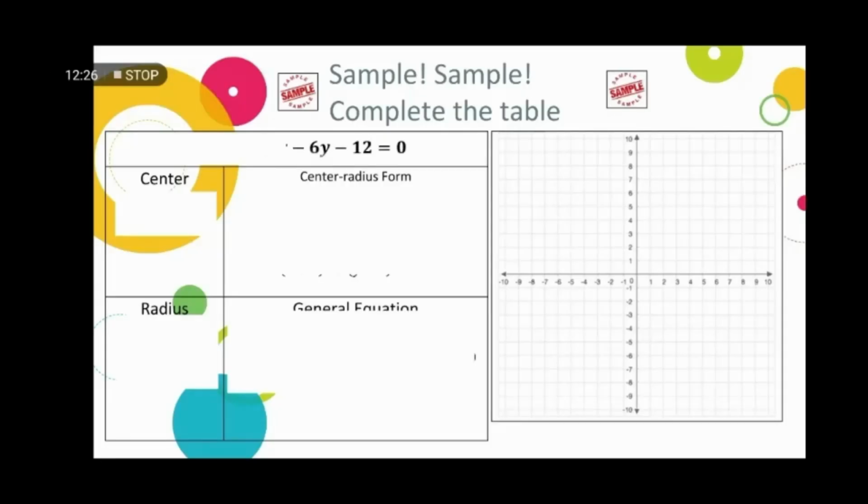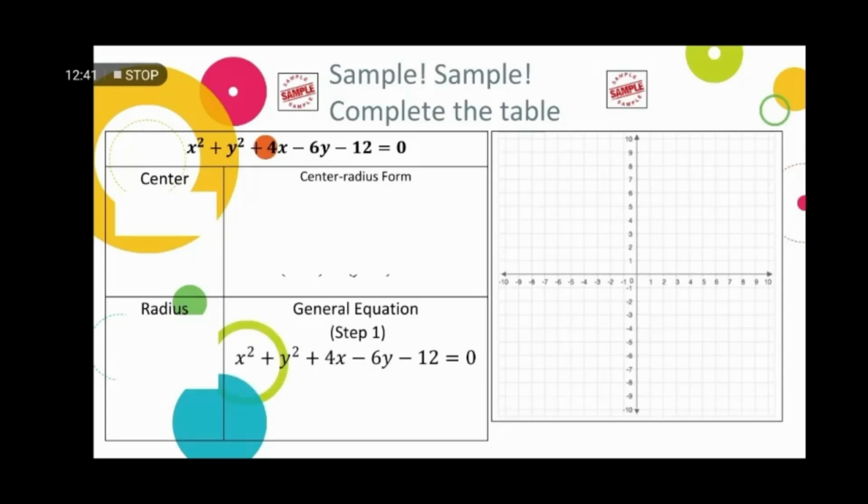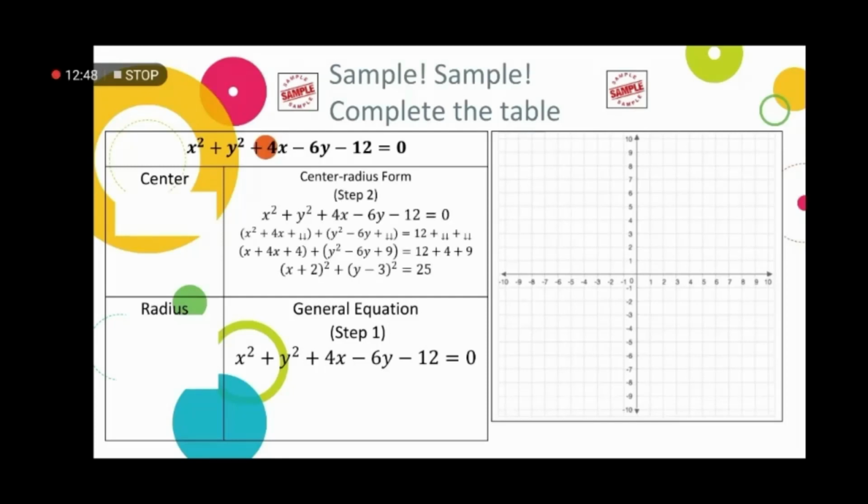So what if I have this given? Oh, it is in general equation. So the given is x squared plus y squared plus 4x minus 6y minus 12 equals 0. Obviously, our first step will be the general equation. We will just copy it. Okay? So next step will be the center radius form.